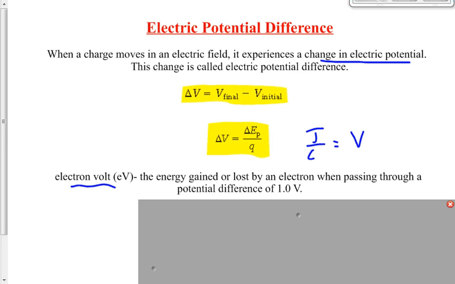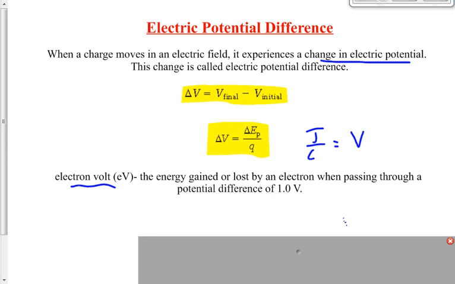Just like the pen, when I raise it up into the air, gains or loses potential energy, an electron gains or loses potential energy as I move it through an electric field, the potential difference. The amount that it gains or loses is equal to 1 electron volt.